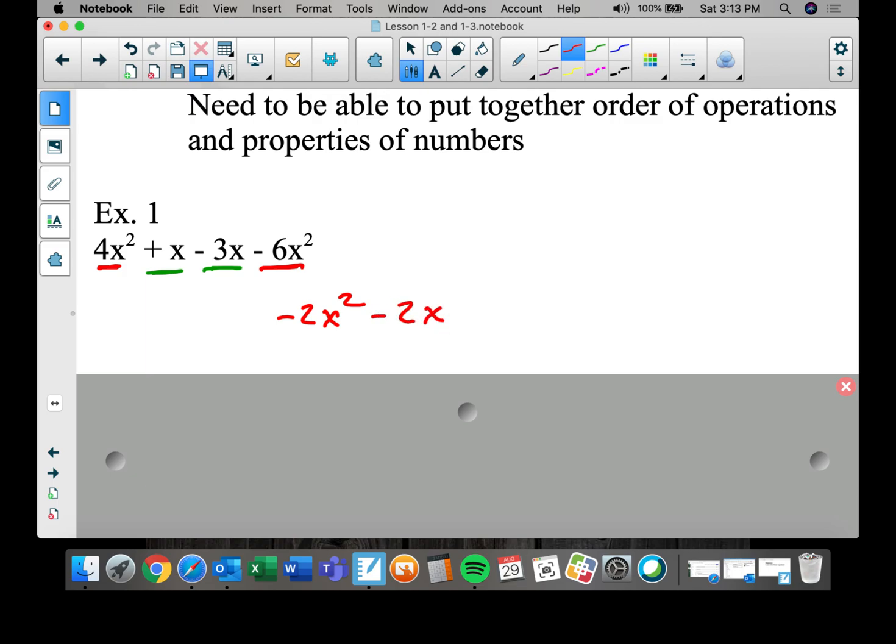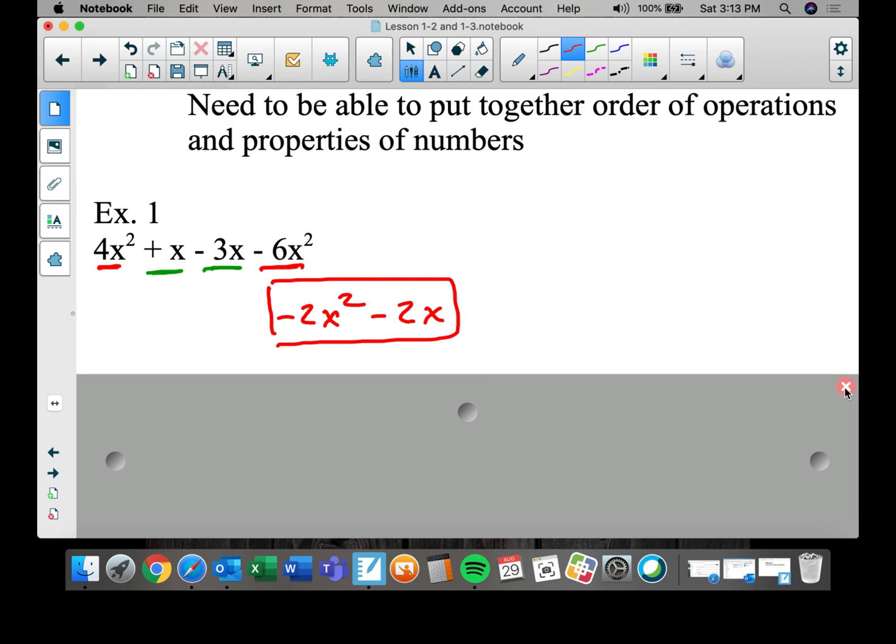Now, the question a lot of people get to is, can I take these two and put them together? And the answer is no. The reason is, this is an x squared, that's an x. We cannot combine x's with x squareds. Okay? So even though everything looks really similar, we have to leave that alone. And that is your simplified expression. That's as far as we can go.